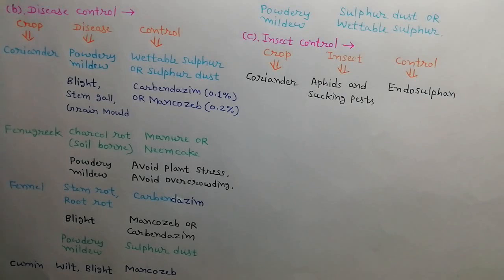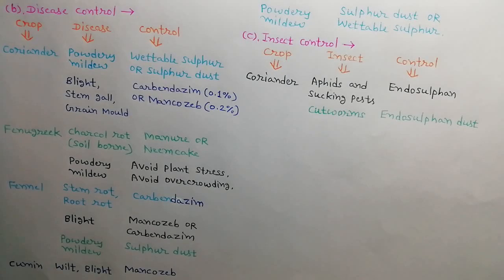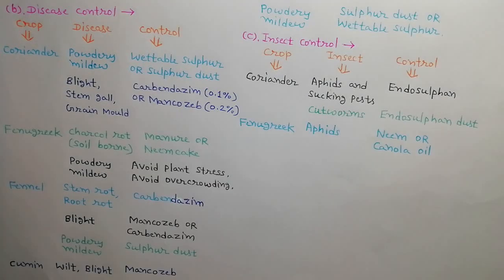In coriander crop, to control aphids and sucking pests, spray of endosulfan 0.07% before flowering is required. To control cutworms in endemic areas, use 4% endosulfan dust at 20 to 25 kg per hectare during last plowing. In fenugreek, insecticidal soaps or oils such as neem or canola oil are usually the best method to control aphids.